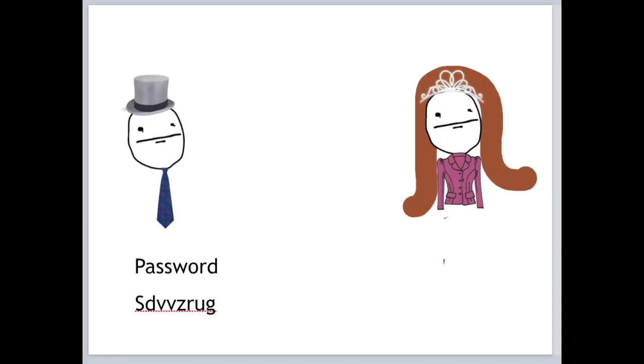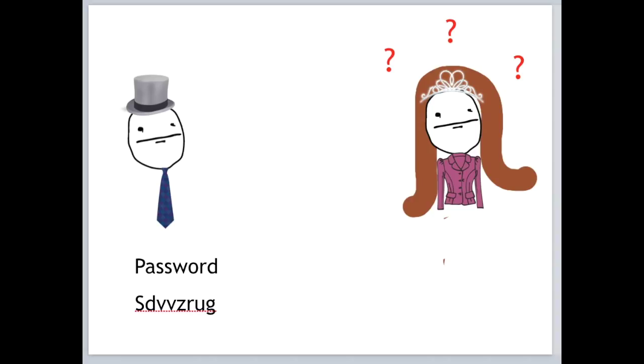He needs to take the word password and convert it into something that is not intelligible. In other words, he needs to encrypt the word password. So he takes the plain text password, subjects it to some clever math encryption, and out comes the ciphertext. The ciphertext is SDVVZRUG, which he now sends over to Alice.